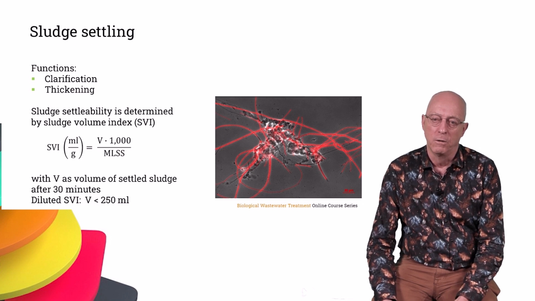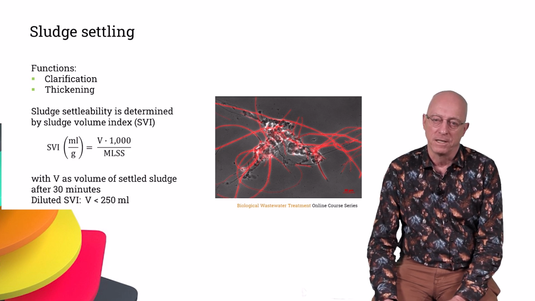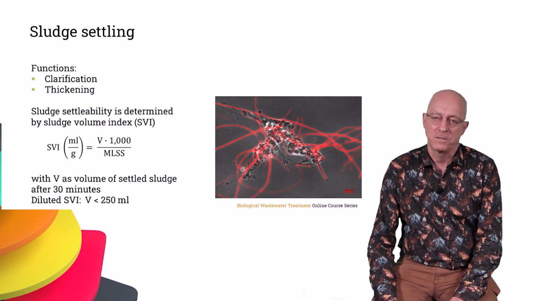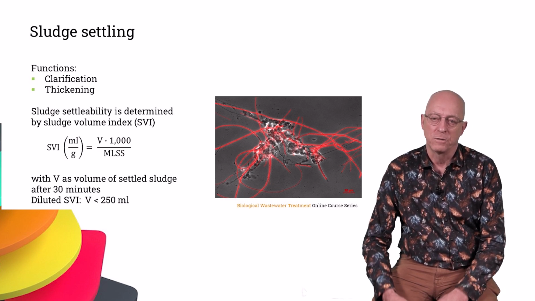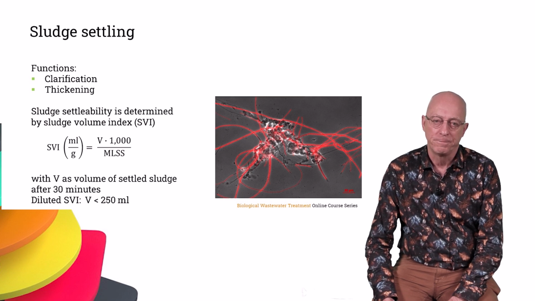This flock will have a lower settling velocity than when these filaments are not present. Moreover, when the flocks are packed, these filaments will keep the flocks apart and the thickening or compression of the sludge into a compact, high concentration will not occur. Now, the sludge settability is determined by the sludge volume index.